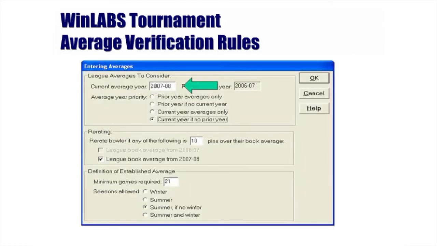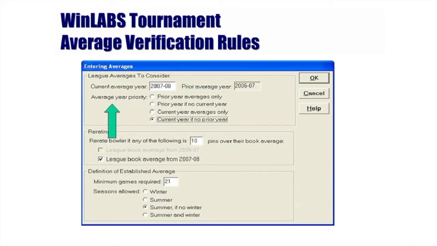The first step is to enter the current year average. This would be the season in which the tournament is being held. Our sample tournament begins on February 2nd, 2008, which is in the 2007-8 average year. Once the season is entered, WinLABS will display the prior year to help confirm your selection.